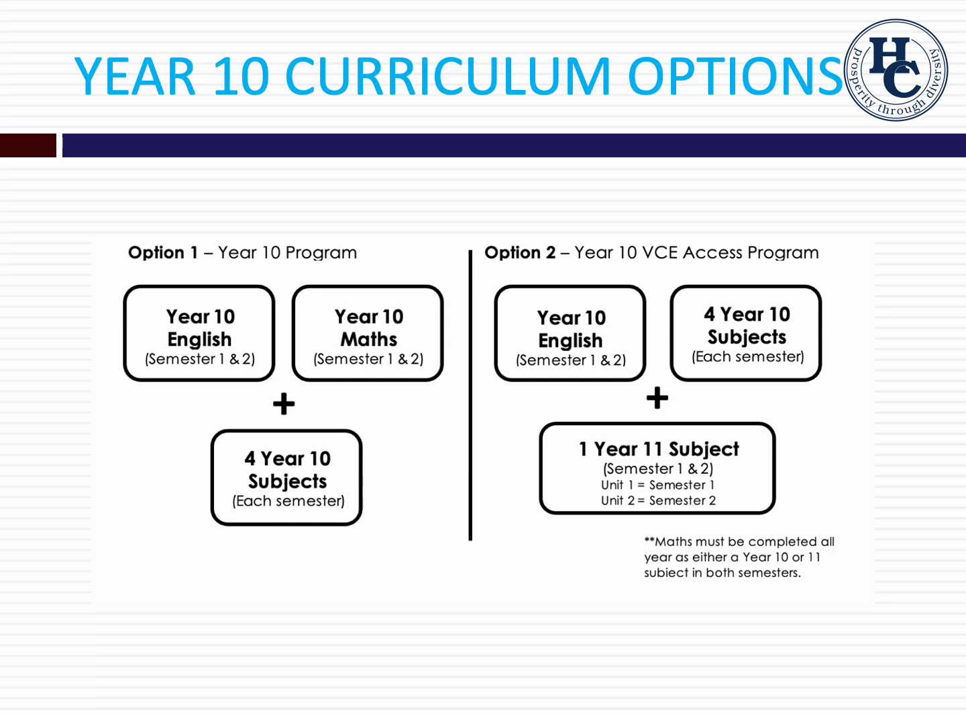And how that will look is different depending on whether you're doing a VCE access subject. So some students will apply to do a Year 11 subject in Year 10. So for a Year 10 program, it is Year 10 English, Year 10 Maths, plus 4 other Year 10 subjects each semester. For a VCE access student, that will be Year 10 English, 4 Year 10 subjects, of which include math, and then 1 Year 11 subject.